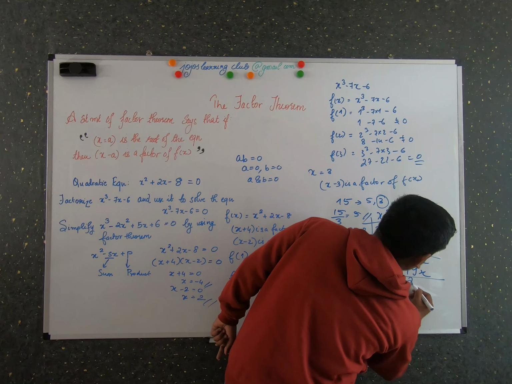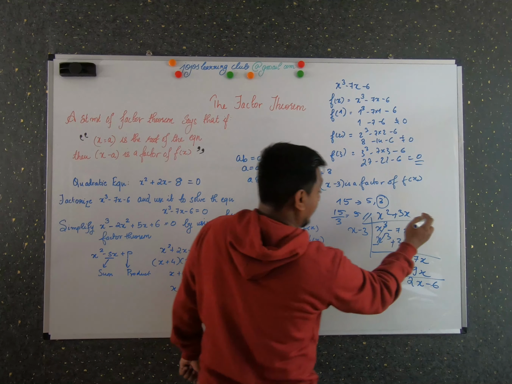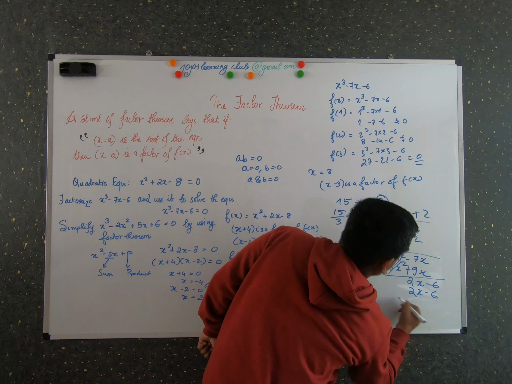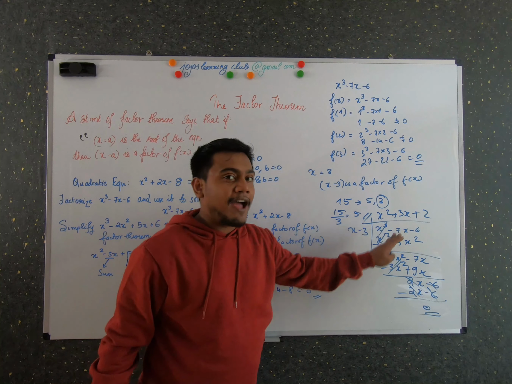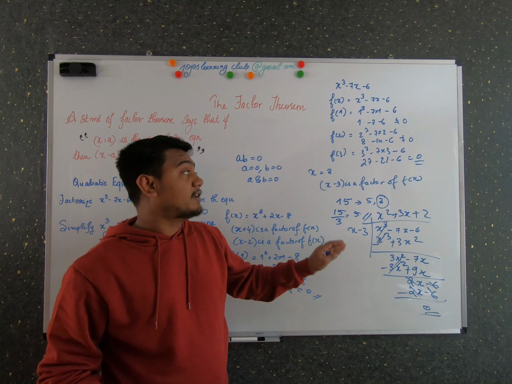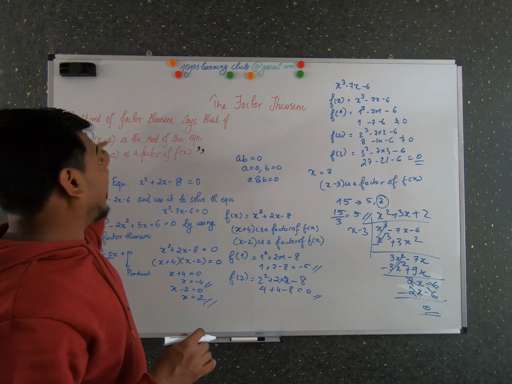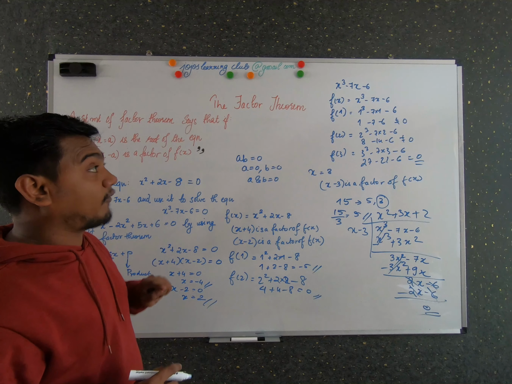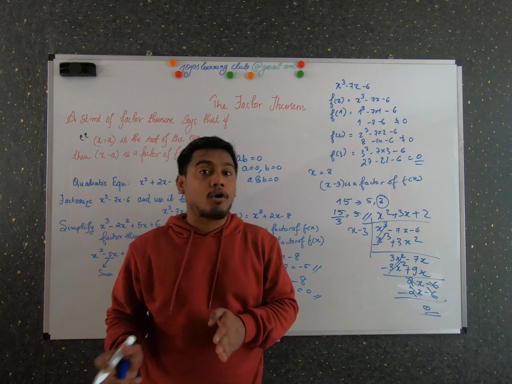So you get here 2x minus 6, right? So x into 2 plus 2. 2x minus 6, and it is completely divisible, so it gets cancelled. You have remainder 0. So now we have broken this cubic equation into a quadratic equation, and this is the benefit of doing it with the factor theorem. The factor theorem says: when x equal to a is a root of the equation, then x minus a is a factor of f of x. So by this method, we can break down a cubic equation into a quadratic equation.